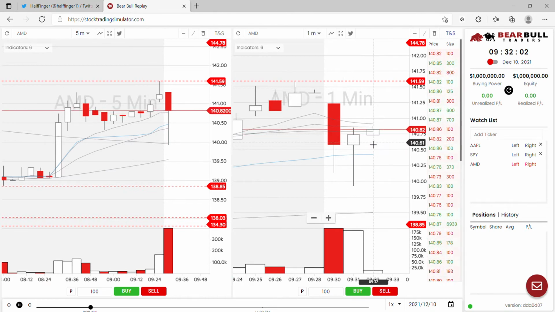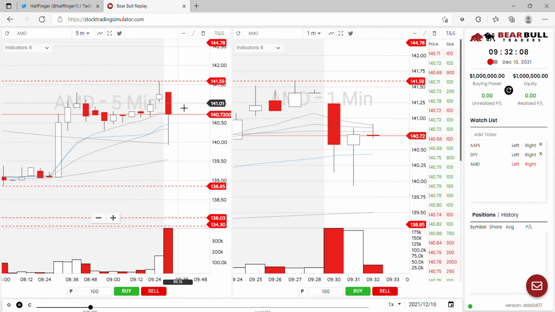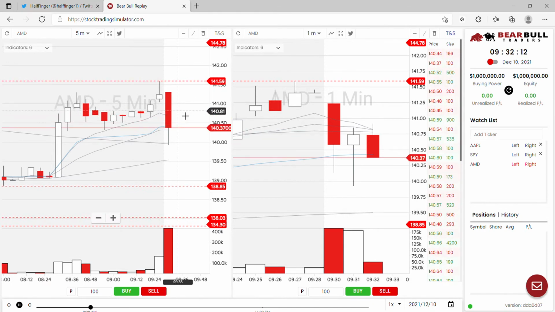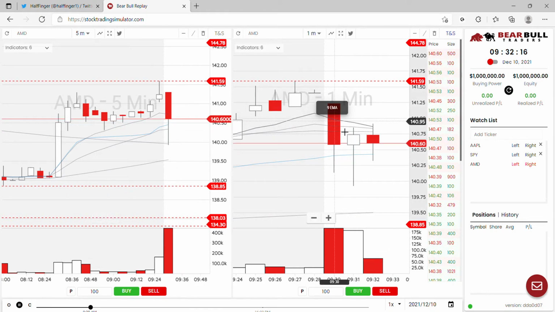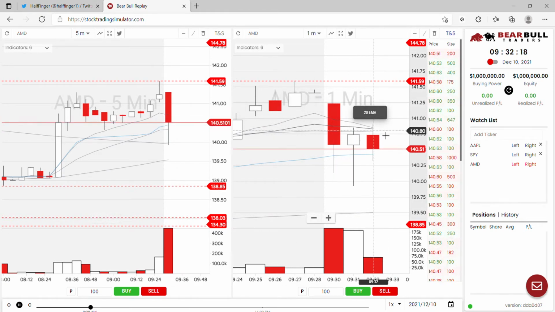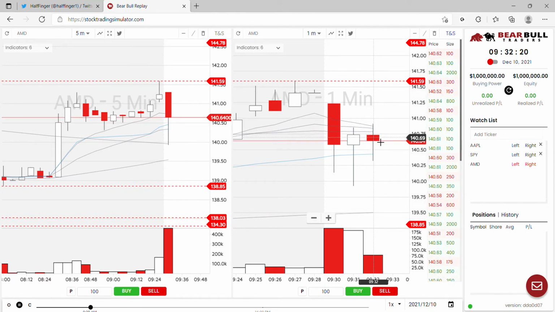It couldn't close below, so it could look like a long here for the break of the high of the pre-market. But you have these resistances that you see this third candle hasn't been able to break it, so I don't really like that, so I'm gonna wait a bit more.